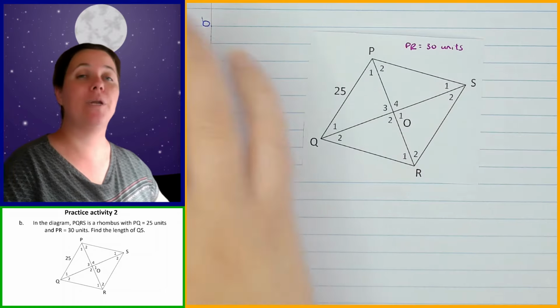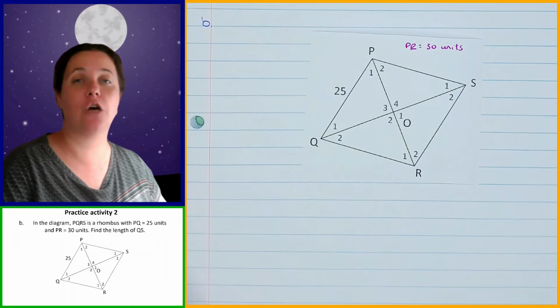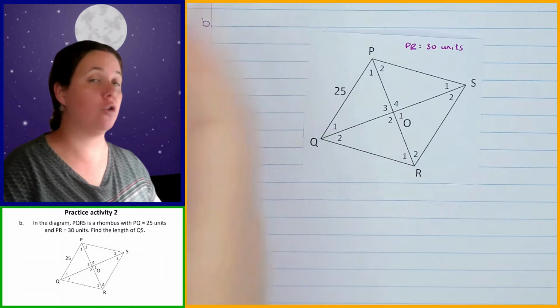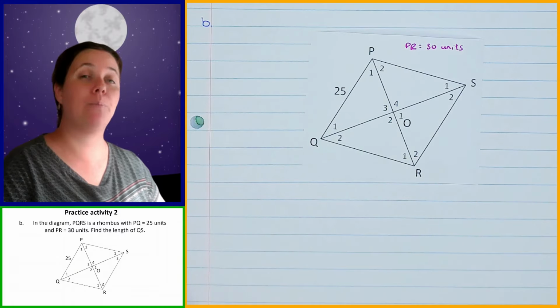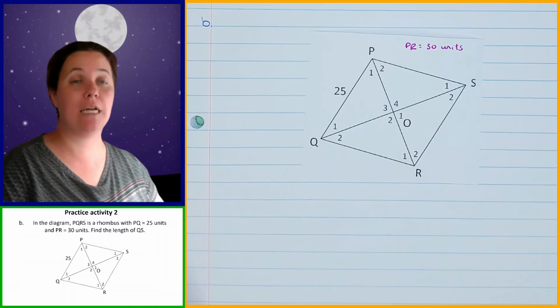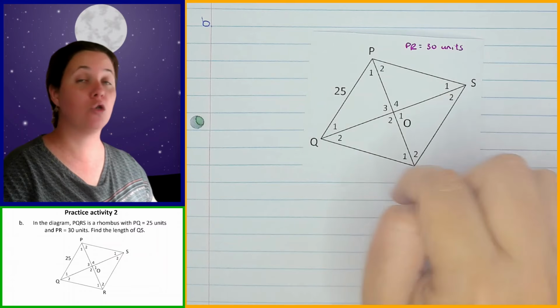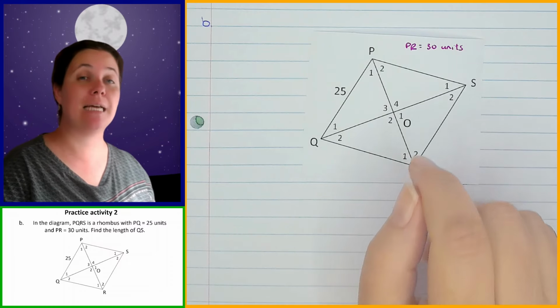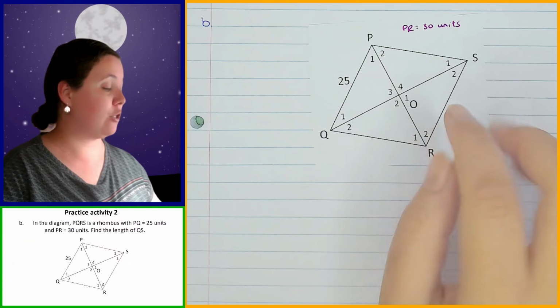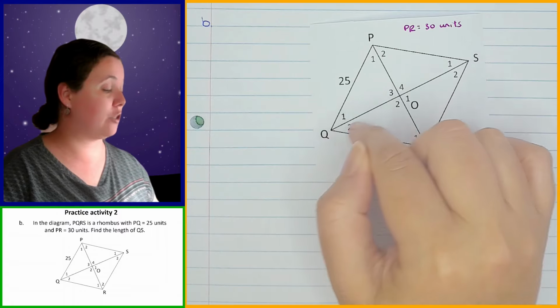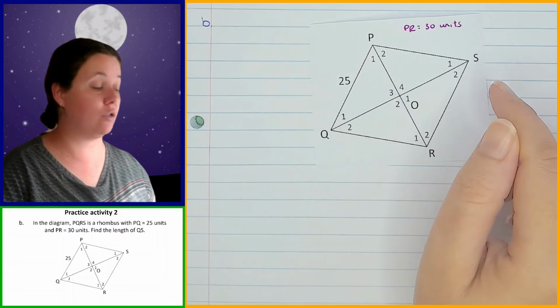Now, we need to think about the properties of a rhombus that we know that could help us to solve this problem. Now, a rhombus we know has got all sides equal, so that means that all of these sides over here are going to be equal to 25 units. Now the diagonals are going to be important in this one because, as you can see, they've drawn the diagonals in here and they are asking us to work out the length of one of the diagonals, which is QS.